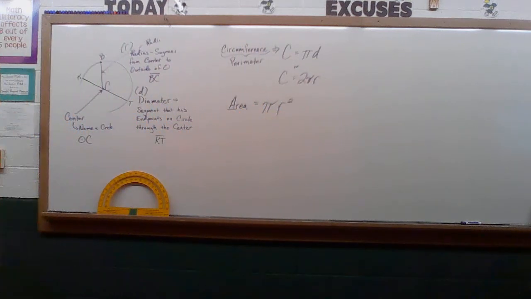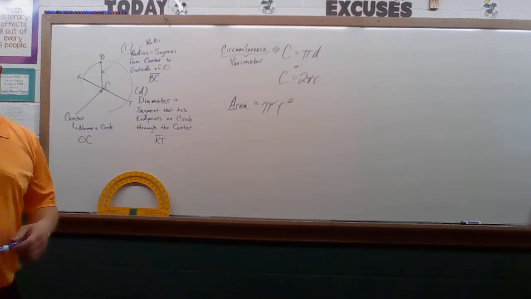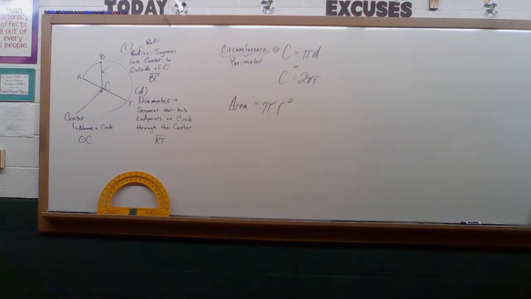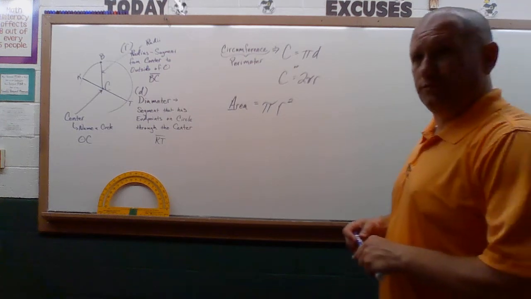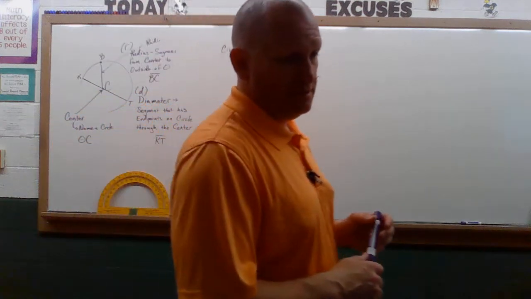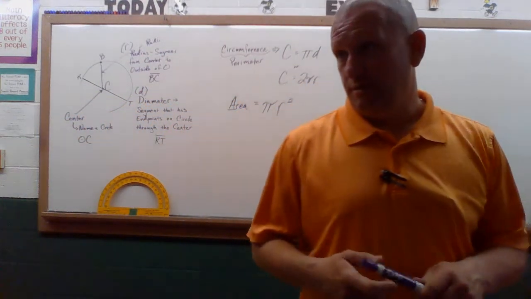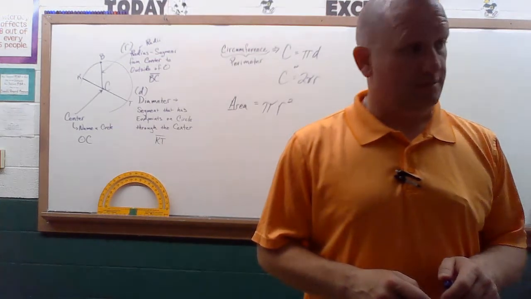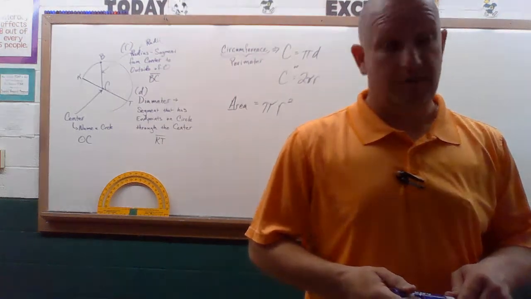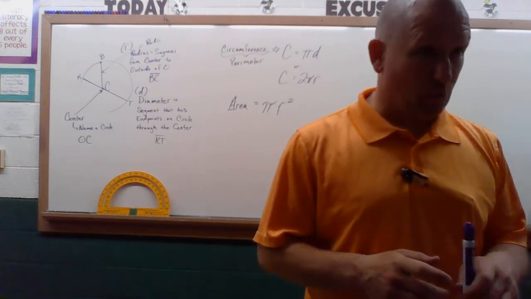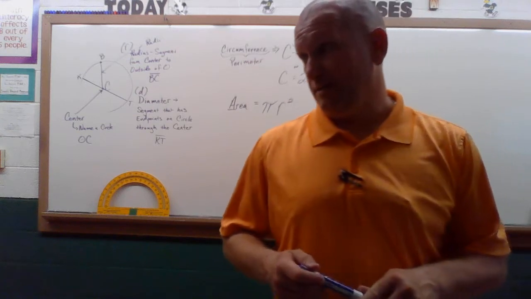So what are we going to do? Got it. So 121 times 3.14, right? What do we get? 380.1. Feet. Feet squared. Square feet squared, right? Yes.